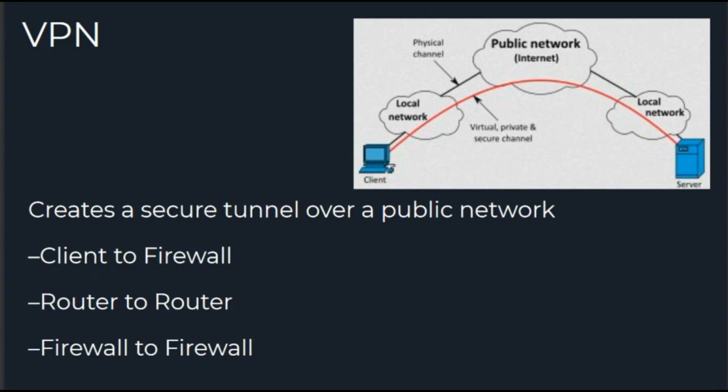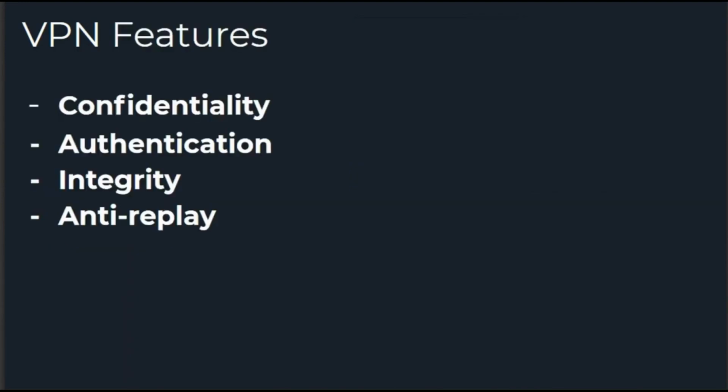So it's between client to firewall, router to router, firewall to router, firewall to firewall. Now let's talk about the VPN features: confidentiality, authentication, integrity, and anti-replay. First, confidentiality: preventing anyone from reading your data. This is implemented with encryption. Now, authentication: verifying that the firewall or remote user sending VPN traffic is a legitimate device or user. And integrity: verifying that the VPN packet wasn't changed during transmission. Anti-replay: preventing someone from capturing the traffic and resending it, trying to appear as a legitimate user or device.